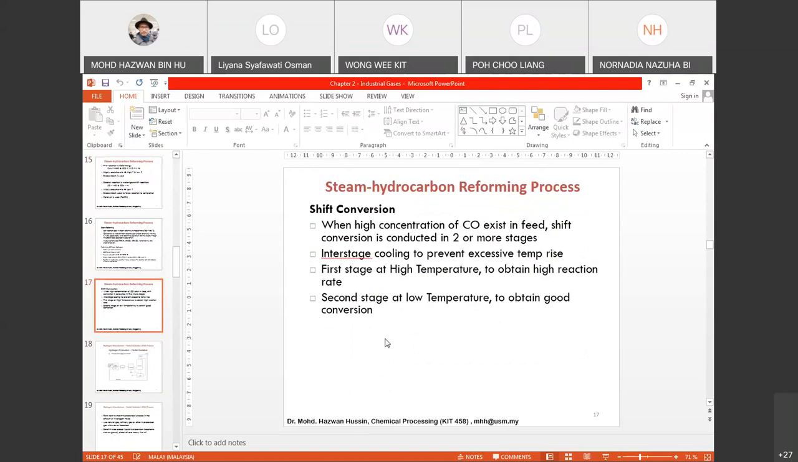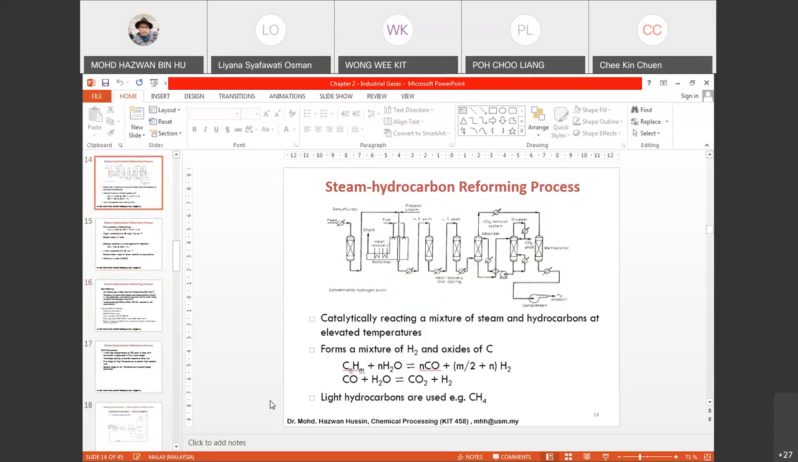Doctor, is the carbon dioxide produced from the synthesis of the hydrogen pure? Sorry, again? Just now for the steam hydrocarbon reforming, it produces the carbon dioxide as well, right? Yes. Is the carbon dioxide pure? Okay, the purity of the carbon dioxide is actually high, because you can see over here, it uses an adsorber to remove out the carbon dioxide gas.